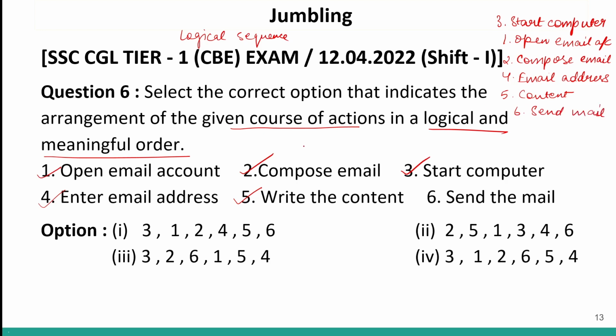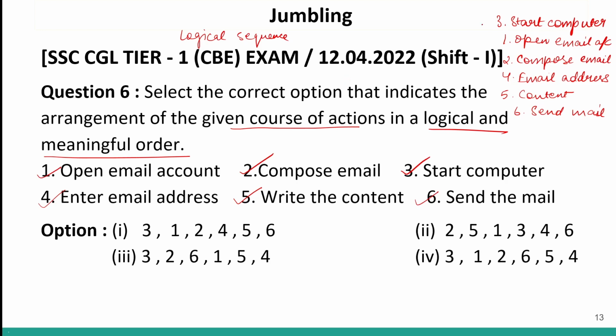So what we did, we first started the computer, then you open your email account, then you click on compose email, correct? Until here. Then what do we do? We write the email address to which we have to send the email. Once we do that, we will write the content of the email. And once we have the content of the email, we will send the mail.